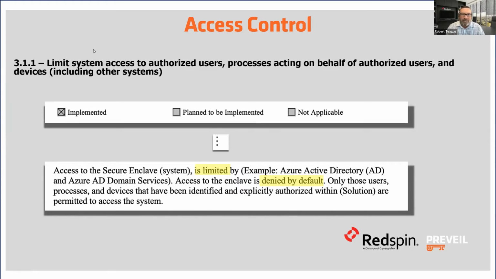Okay, they're limiting it. That's awesome. I'm going to keep going through. Access to the enclave is denied by default. Ding. Okay, so now that's what I want to see in a test. So you told me it's limited. Now I want to see that you've got it denied by default, right? Thomas, am I missing anything?